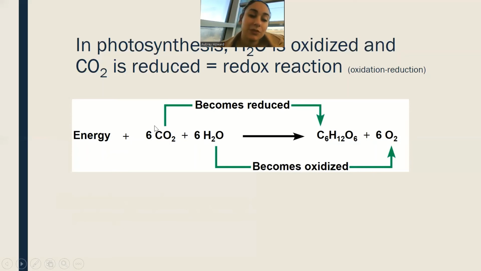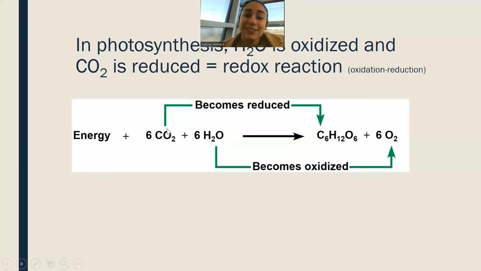Yes, you will have to know these chemical formulas for each of these compounds, so make sure you do memorize and look at that. And then as a byproduct, it produces oxygen.